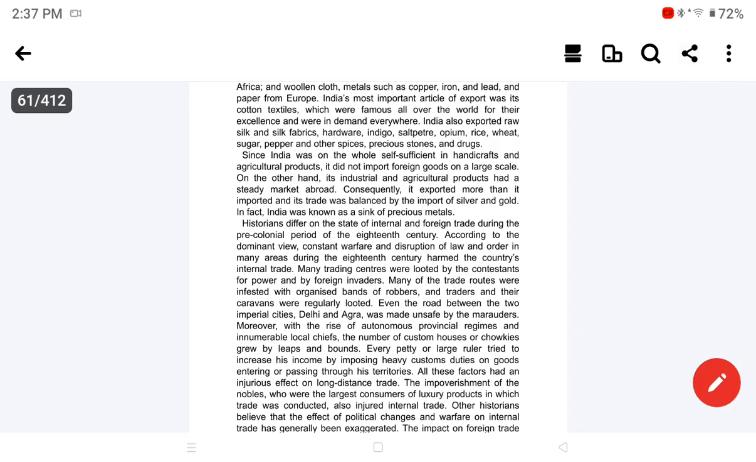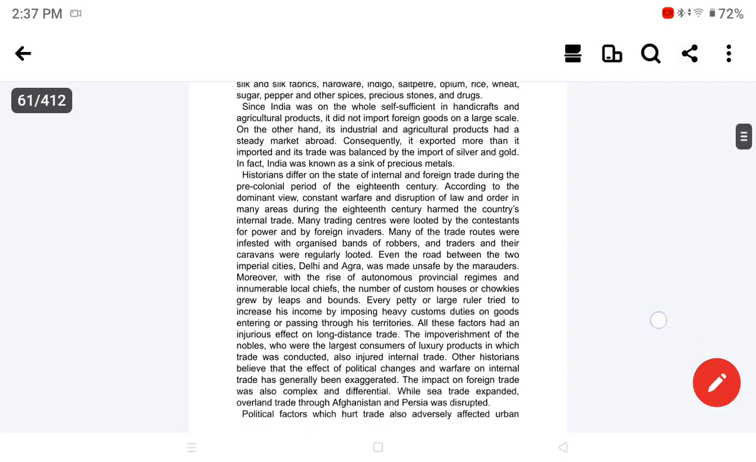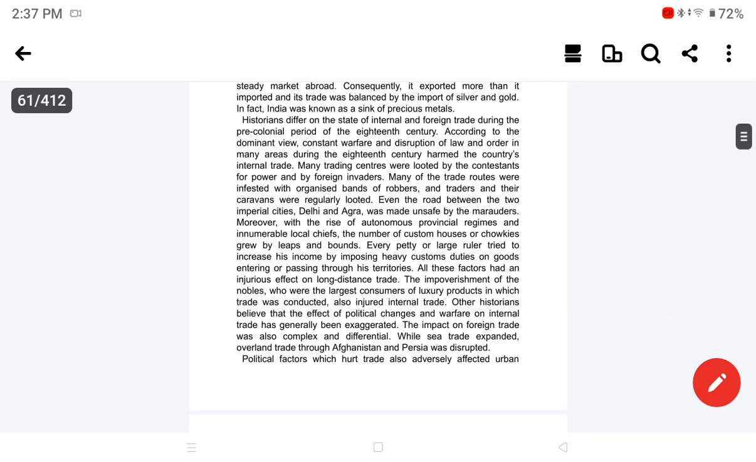On the other hand, its industrial and agricultural products had a steady market abroad. Consequently, it exported more than it imported, and its trade was balanced by the import of silver and gold. In fact, India was known as a sink of precious metals. Historians differ on the state of internal and foreign trade during the pre-colonial period of the 18th century.